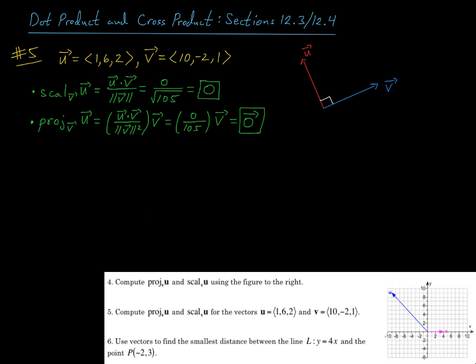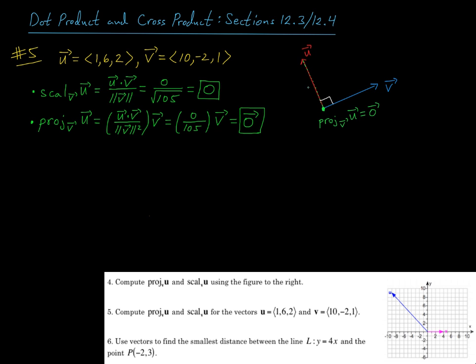Okay, so the scalar projection is a scalar, so that's just the number 0. This is the vector projection, so we get the 0 vector. Now looking at the picture, since the dot product is 0, we know the vectors are orthogonal. And so if I project u onto the vector v in this instance, I just get a dot.